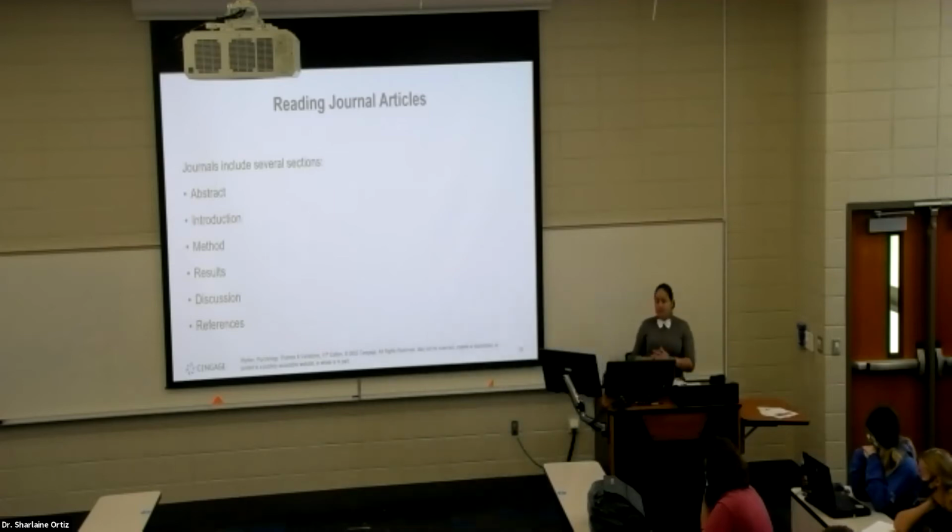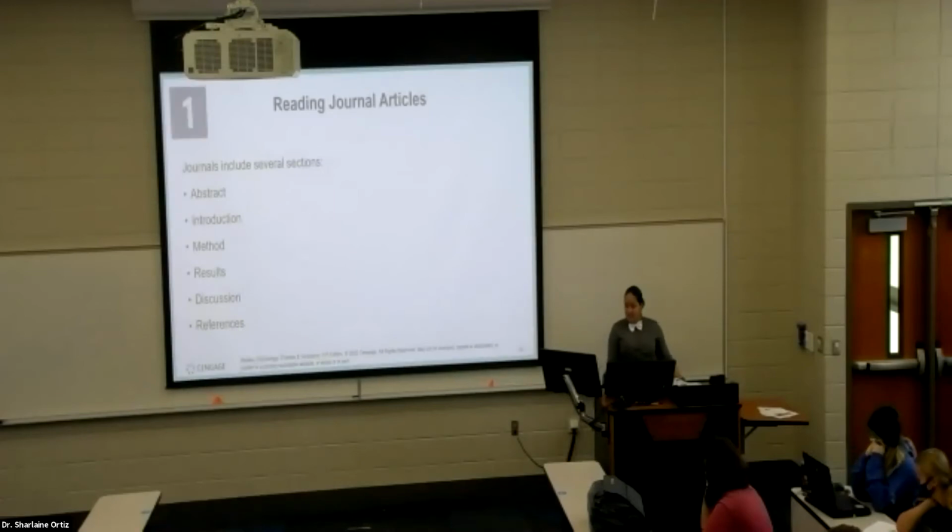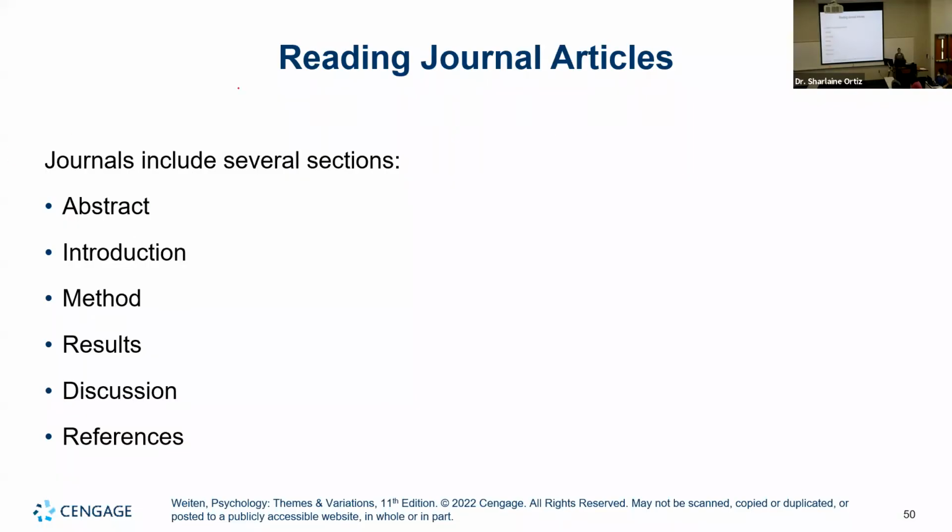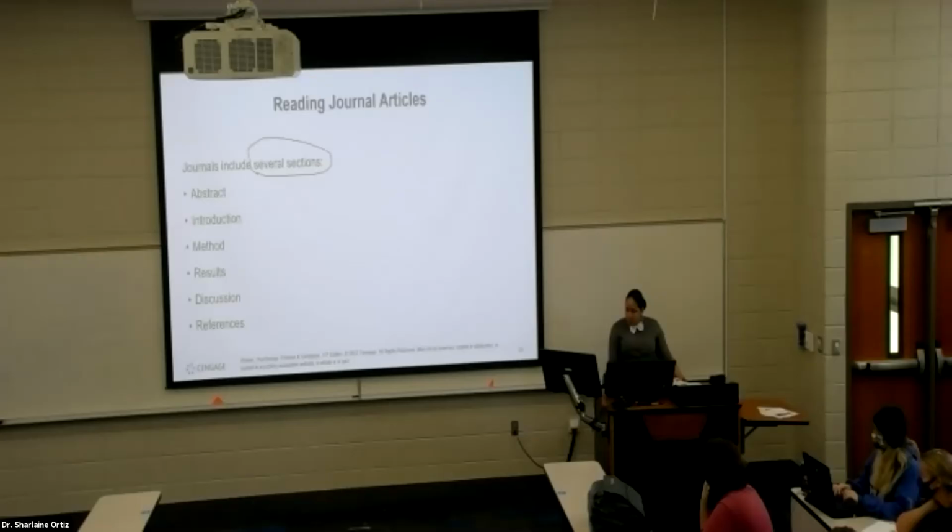Now, generally, articles look roughly the same. Generally, they would have several sections, such as these. First one is an abstract, followed by introduction, method, results, discussion, and reference. And why do I say they all look the same? They all look the same because of standardization.